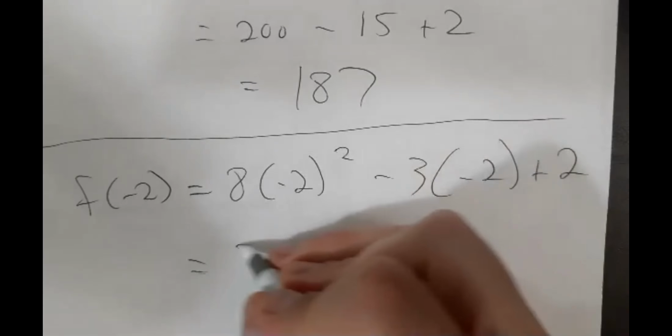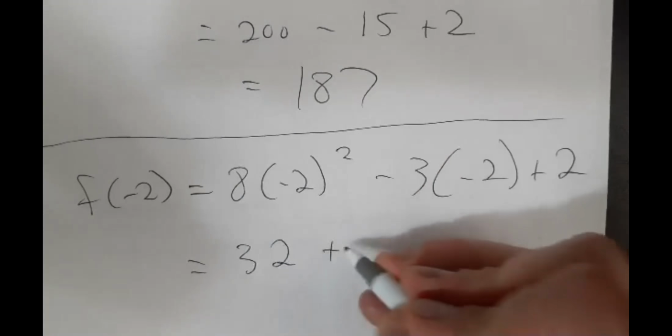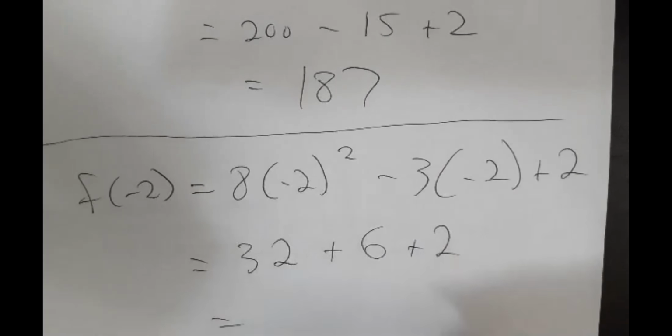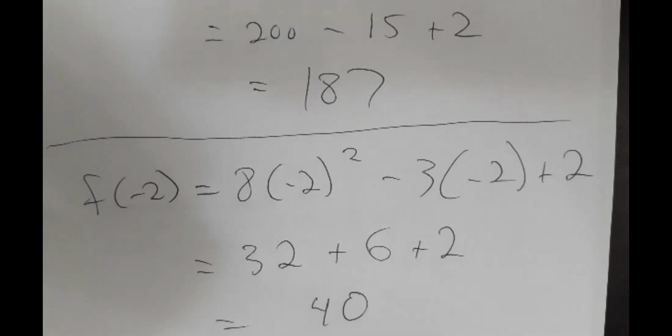We do 4 times 8. That's going to give me 32. Here, this is going to be plus 6. And plus 2. I think if we add those 3 things, we're going to get 40.